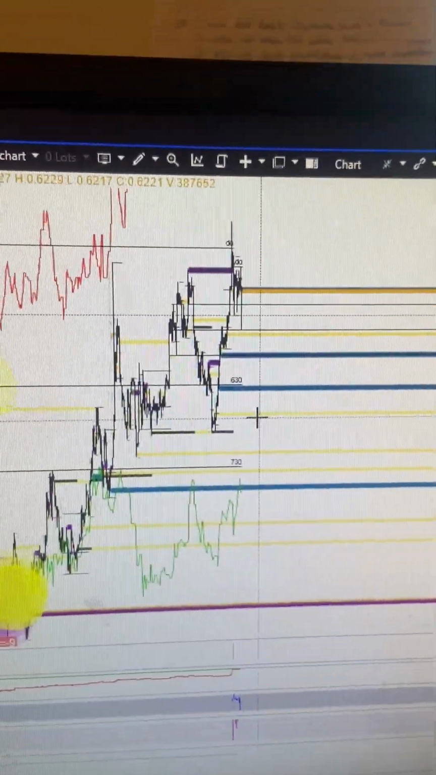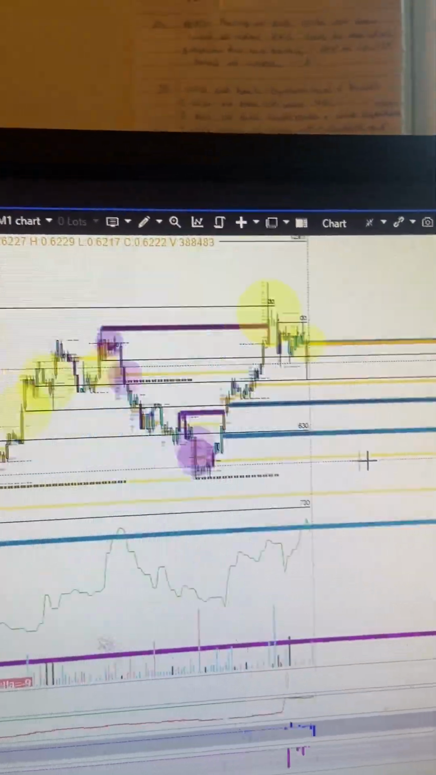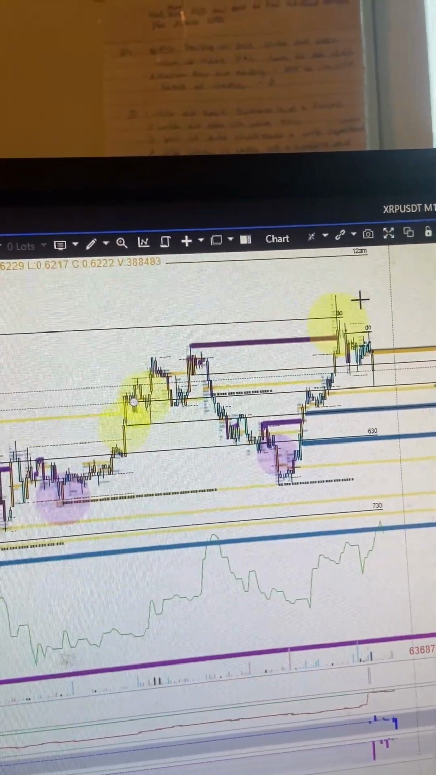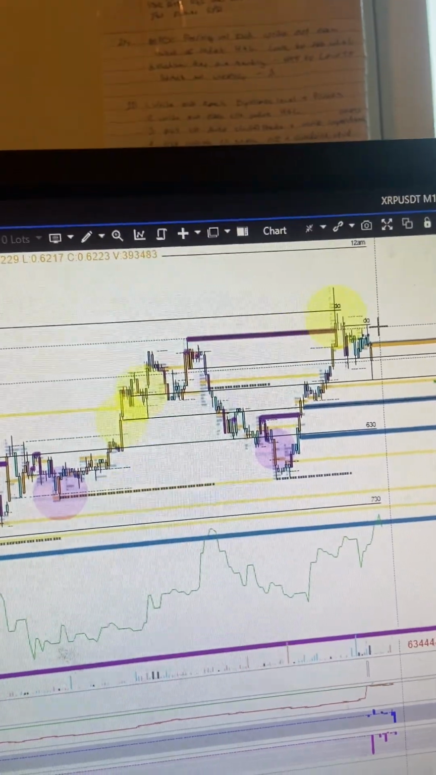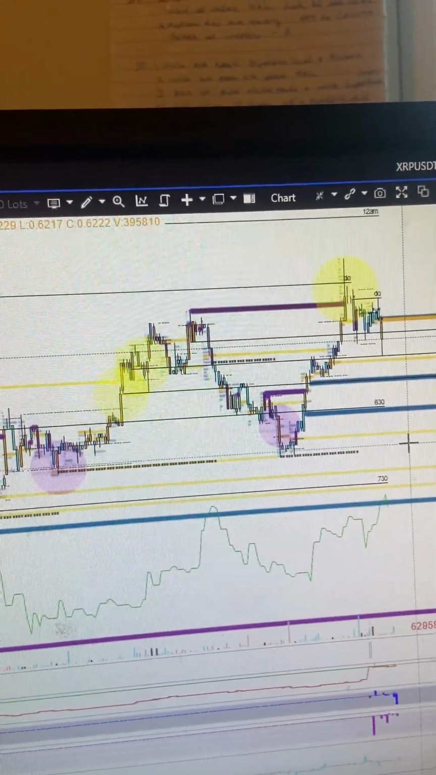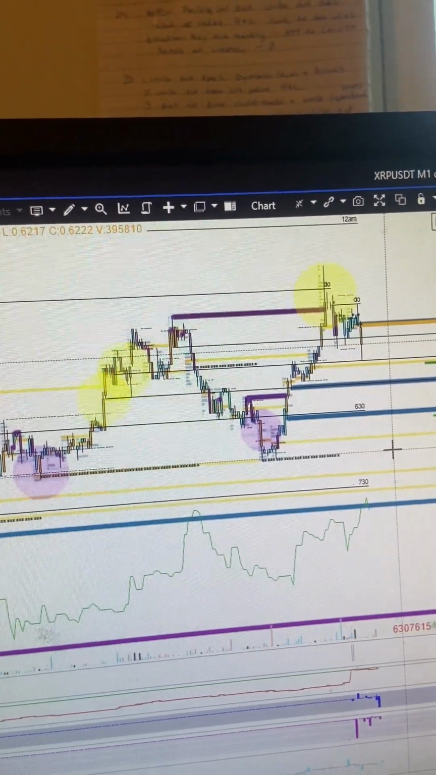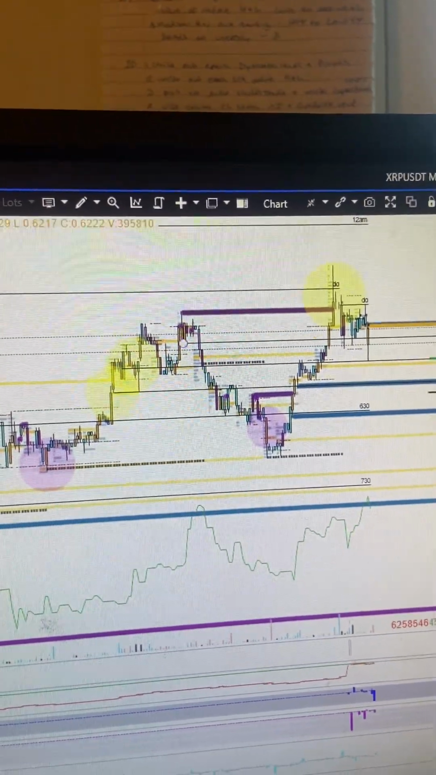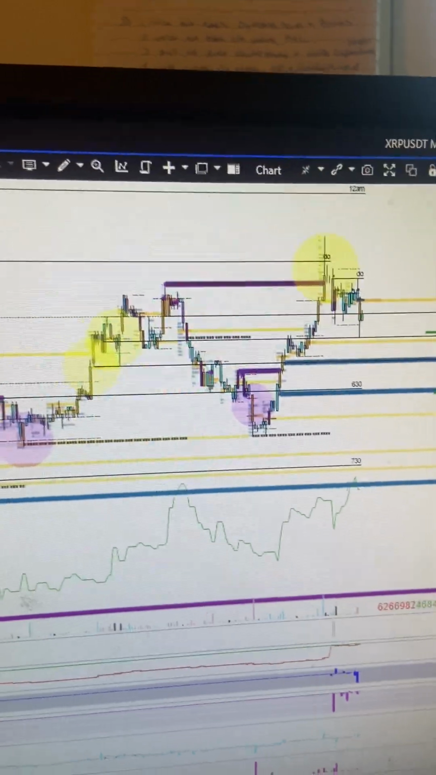Oh, cool, my orders got filled. So yeah. So we got the close above. Now, if price takes out this low, then we can start looking for shorts until we get back into a bullish structure.